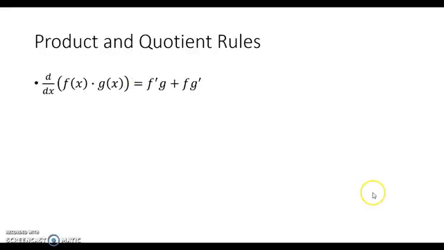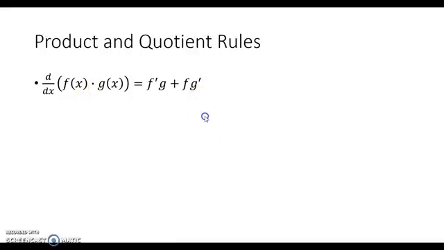Product and quotient rules apply when we are trying to take the derivative of a product of functions. Now, it's instantly tempting to just say, oh, I just take the derivative of the first function, take the derivative of the second function, and mash them together. Not true. If you have the product of f and g, both of which have x in it, then the derivative is the derivative of the first times the second plus the first function untouched times the derivative of the second. So f prime g plus fg prime. It kind of flows if you say it enough times.